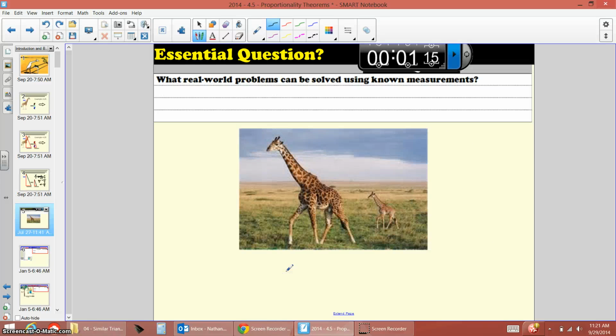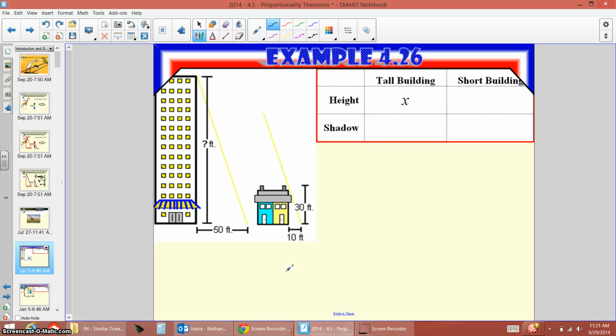Now go ahead and answer your essential question. What real world problems can we solve using known measurements? We can find heights, shadow lengths, distances, things like that. So here we have another shadow length example. The height of the tall building is unknown.